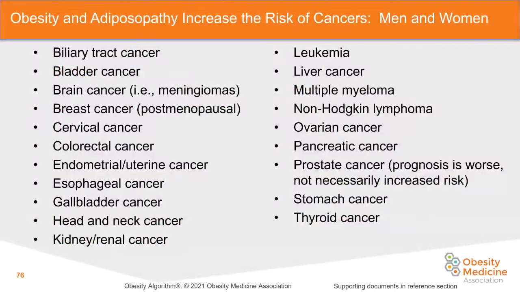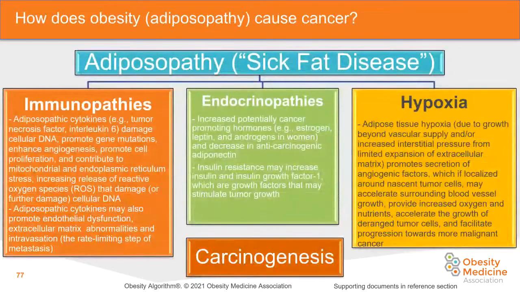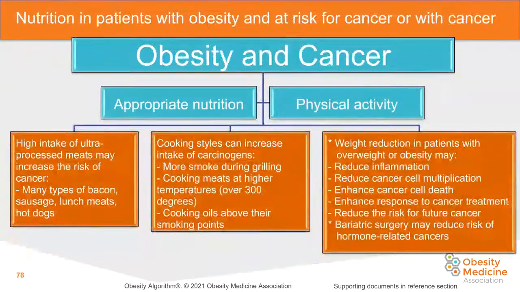You could say the same thing about cancer. Other than cigarette smoking, the obesity and the adiposopathy is the most common reversible or preventable cause of cancer. Some predict within the next few decades that obesity will overtake cigarette smoking as the number one cause of cancer. Well, how does the obesity or the adiposopathy cause cancer? The same thing. You're altering the mechanisms, the internal workings of the cells through these immunopathies and these endocrinopathies and the fatty infiltration and such.